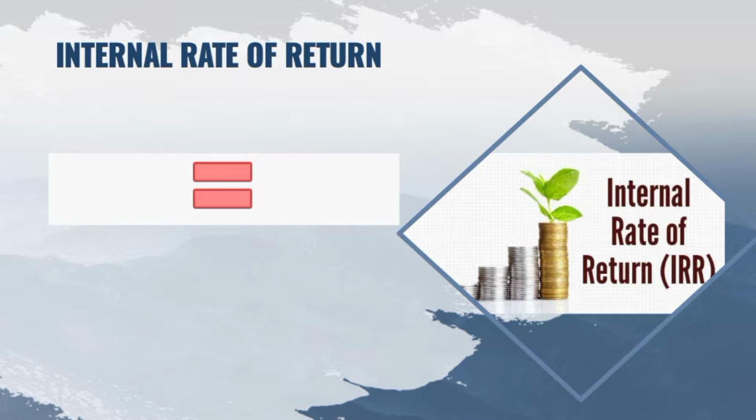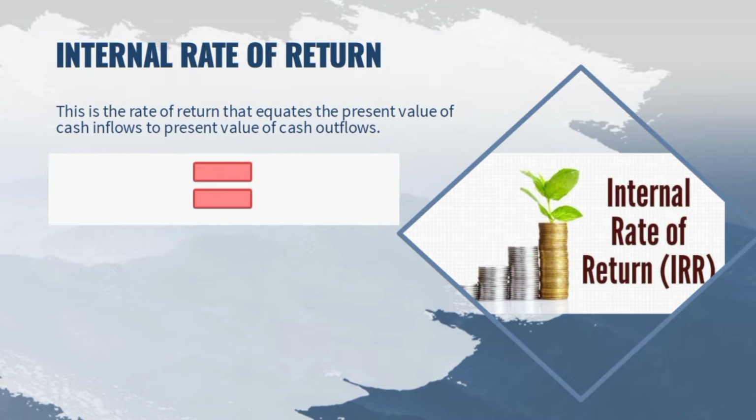And it says here that IRR, or the internal rate of return, is the rate of return that equates the present value of cash inflows to present value of cash outflows. In other words, when the internal rate of return is used as the discount rate, the present value of cash inflows will be equal to the present value of cash outflows. So basically, the sum of discounted cash inflows is equal to the sum of the discounted cash outflows. That is why the resulting net present value is equal to 0.